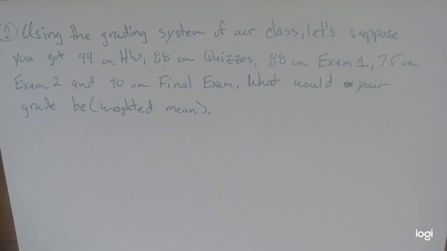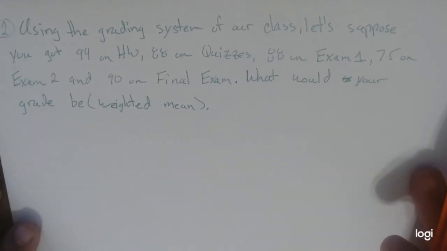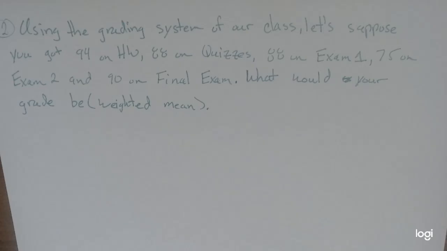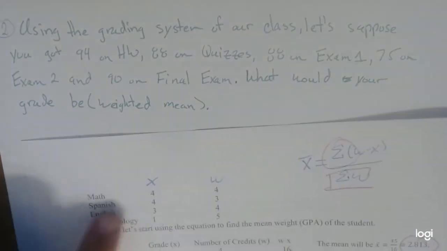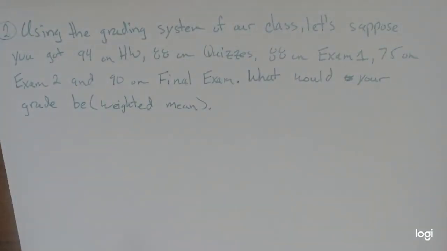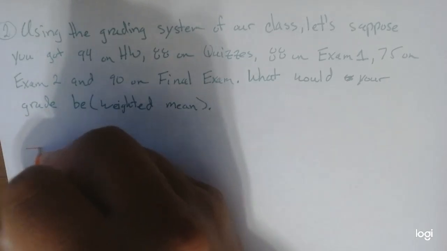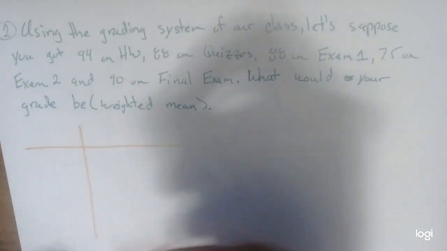So we're going to do this question here. Using the grading system of our class, let's suppose you get a 94 on homework, 88 on quizzes, 88 on exam 1, 75 on exam 2, and a 90 on the final exam. What would your grade be, or the weighted mean? If you look on the syllabus, it tells exactly what our proportions are, but I'm going to mimic what we did here to make it nice and pretty. So let's write some stuff down from the information given to us.